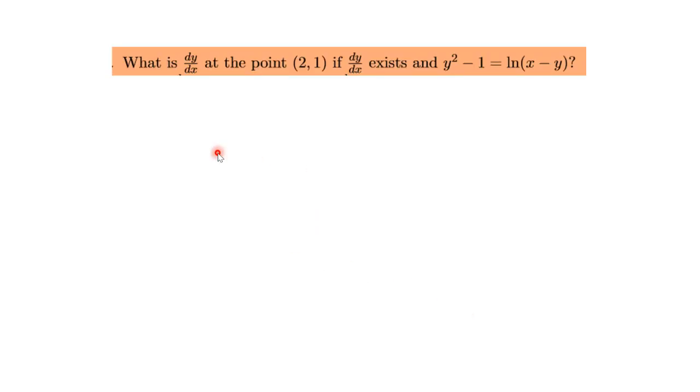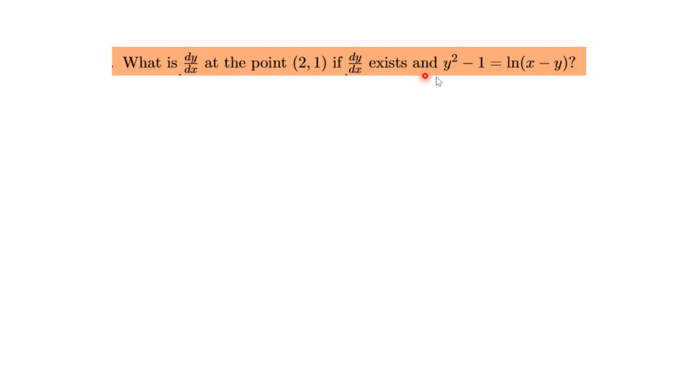All right, so now I look at the next example of an implicit differentiation. It's saying what is dy/dx at the point (2, 1) if dy/dx exists and you have the curve y squared minus 1 equals ln(x minus y). By stating that dy/dx exists, you don't really need to put in any restrictions. But what would your restrictions be? That x minus y has to be greater than 0, or x greater than y. Okay, but let's get going.